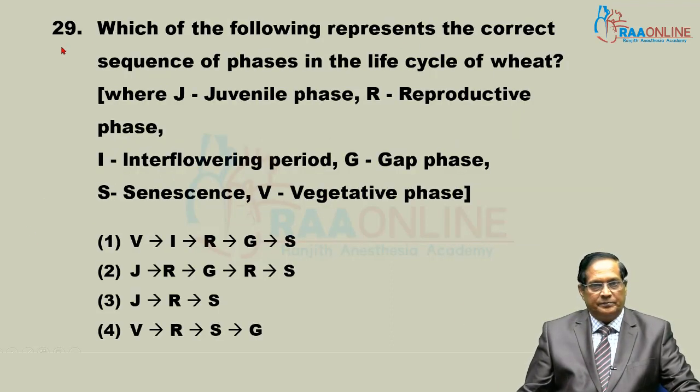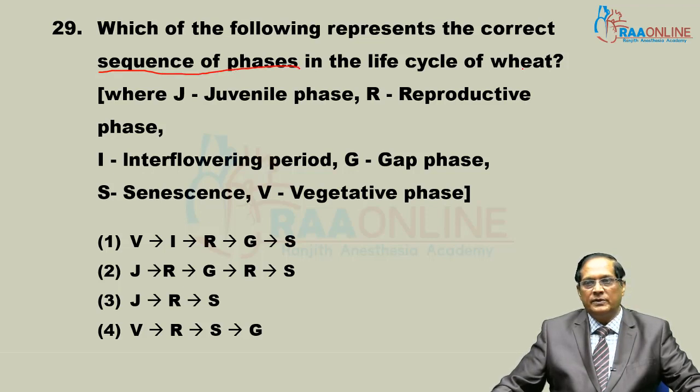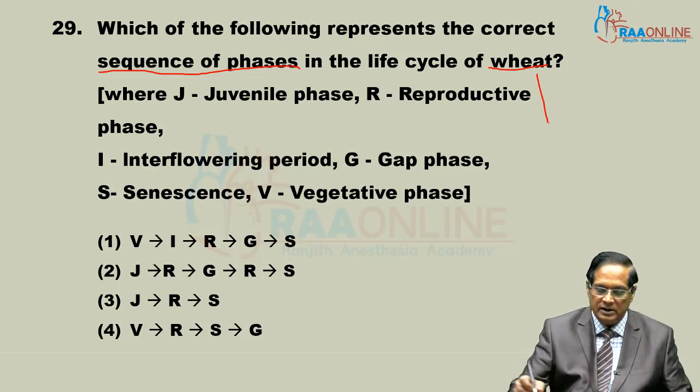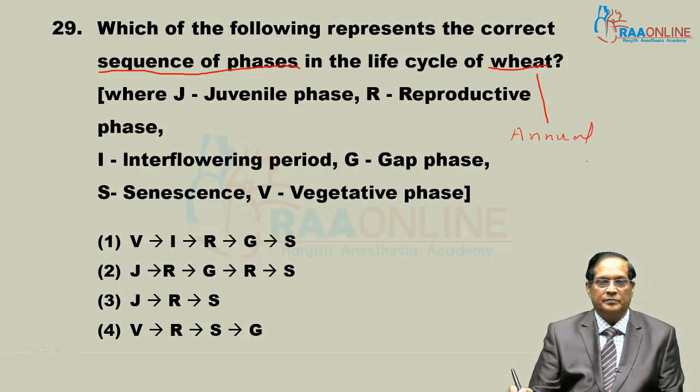29th question. Which of the following represents the correct sequence of phases of the life cycle of wheat? First of all, what is asked? The sequence of phases, and in which plant? The wheat plant. The wheat plant is an annual or seasonal plant.